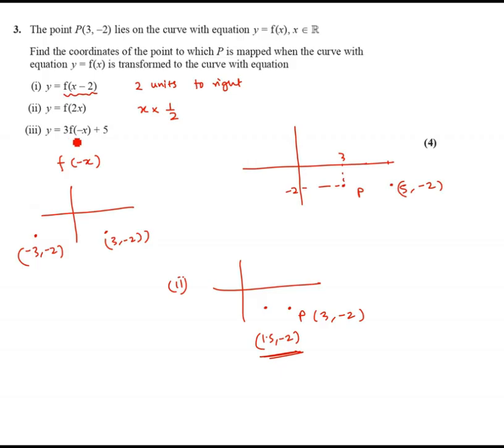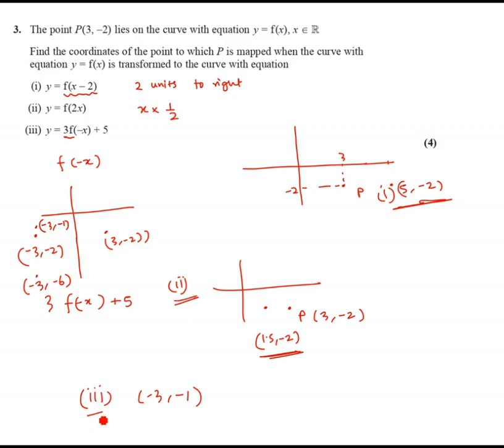Then we times it by 3. So when you times it by 3, 3 times f of minus x, the y values will be multiplied by 3. The x coordinate remains unchanged, so it will be (minus 3, minus 2 times 3, which is minus 6). Now if we add plus 5, we shift the graph 5 units up, so the new coordinates will be (minus 3, minus 1).